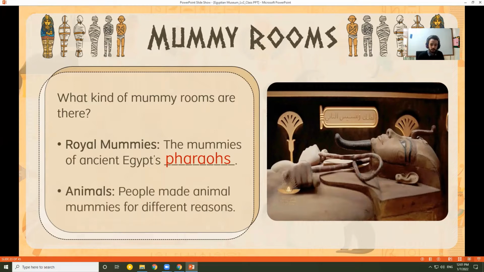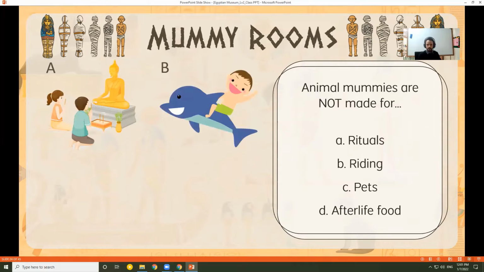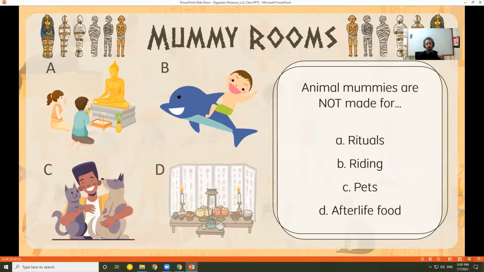And animals were also made into mummies. People made animal mummies for different reasons. Now, why did they make animal mummies? Well, they were not used for one of these things. Was it rituals, riding, pets, or afterlife food?